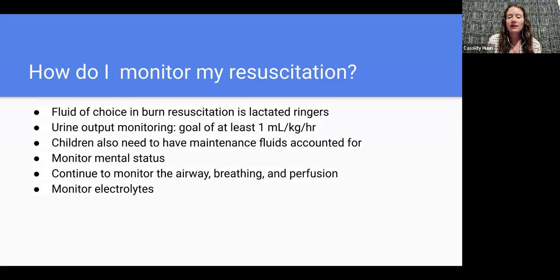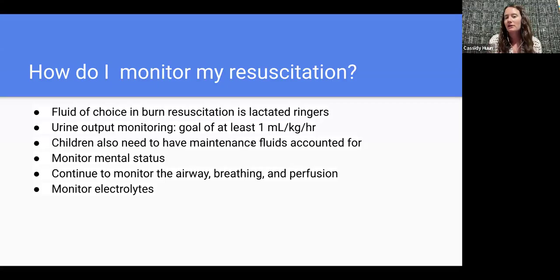So we're aiming to get around 1 ml per kg per hour for pediatric patients. In adults, they say 0.5 to 1 ml per kg per hour. It's a little bit higher in children. So you want to make sure you're hitting around that. So you don't want to have the urine output be significantly higher than that because that could be a sign that you're going to potentially fluid overload them.